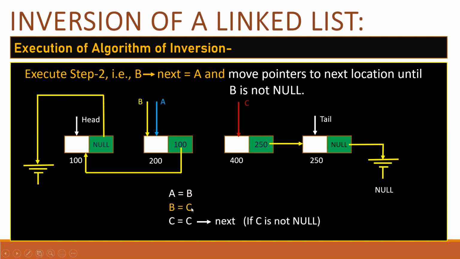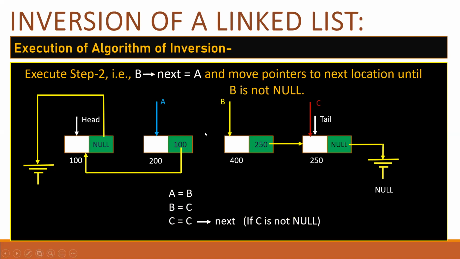And when B equal to C executes, B moves to the node where C points. And then C becomes C arrow next, means C moves to the next node, the node whose address is 250. When we move, again we connect in reverse direction, means B arrow next is equal to A.